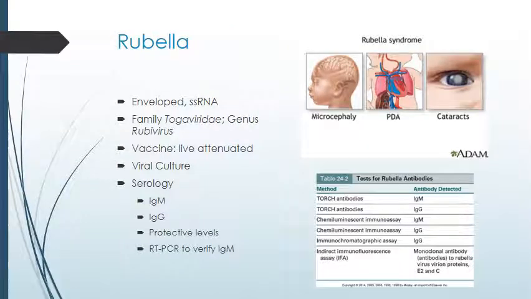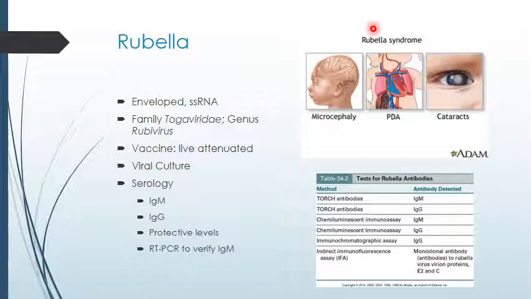Okay, so then we have rubella. If we go through each one individually, remember, this is an enveloped single-stranded RNA virus. It's from the family Togaviridae, genus Rubivirus. Isn't that exciting? This is transmitted via respiratory droplet or vertically during pregnancy. And you probably know it more commonly as German measles.